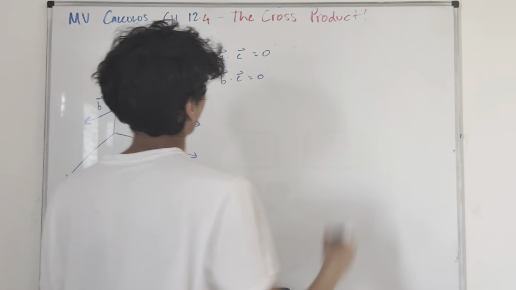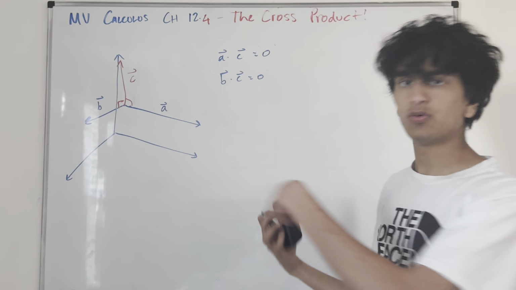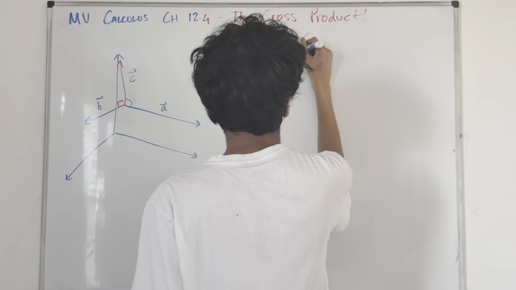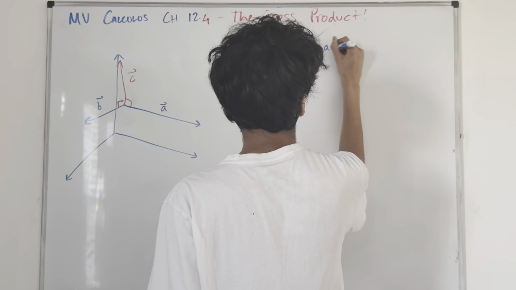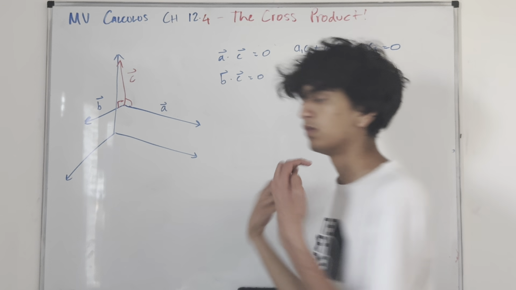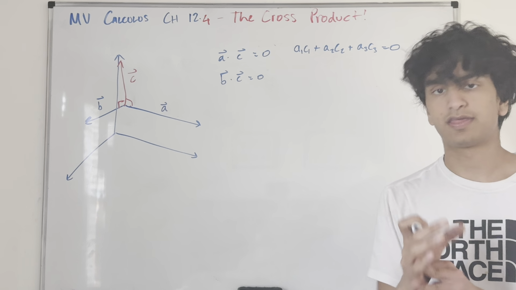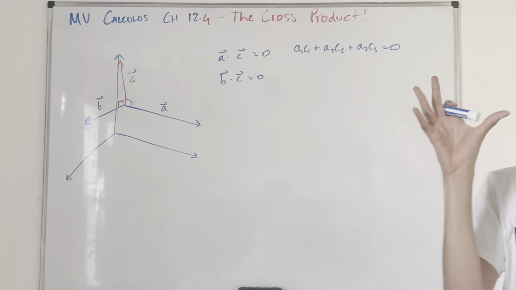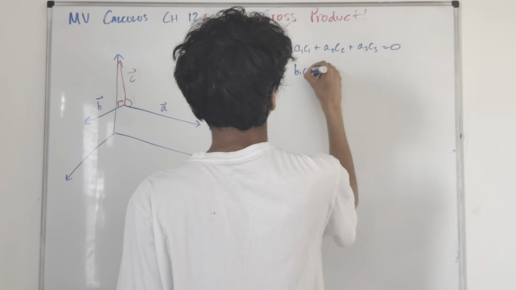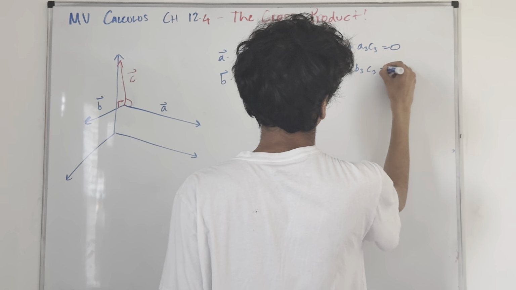And essentially you would have, assuming these have components like A1, A2, A3 for X, Y, Z, and so on, A1 times C1 plus A2 times C2 plus A3 times C3 would end up equaling 0, because remember, for a dot product, we're taking the components, multiplying them, and then summing up the products of each pair of components. So B1 C1 plus B2 C2 plus B3 C3 would equal 0.